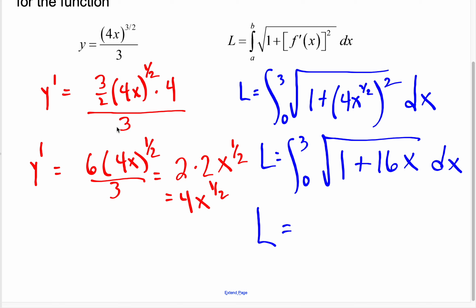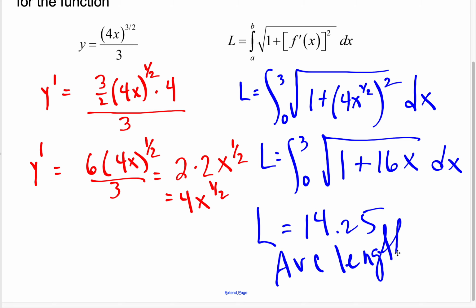So we will go back here and write 14.25. All right. What did we just find? The arc length.